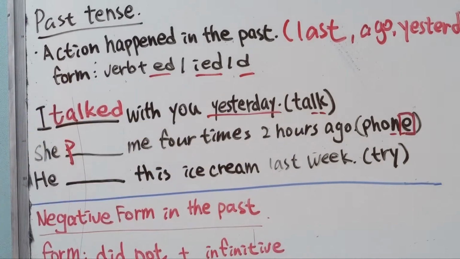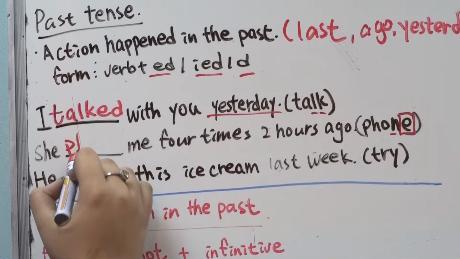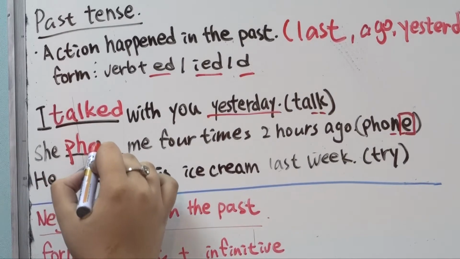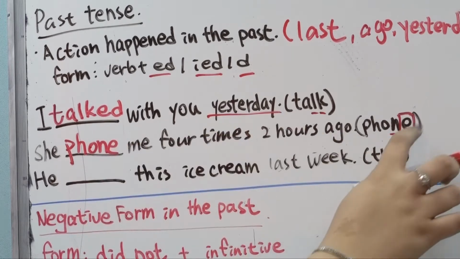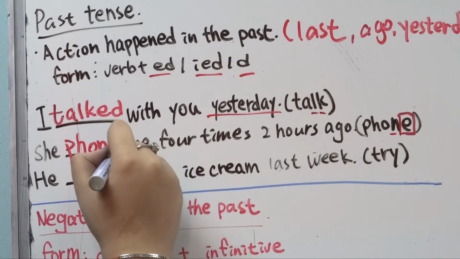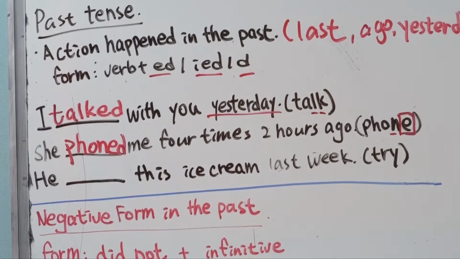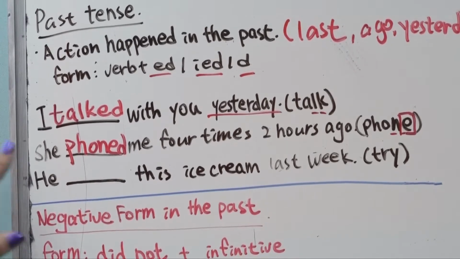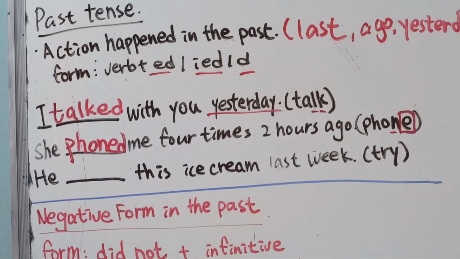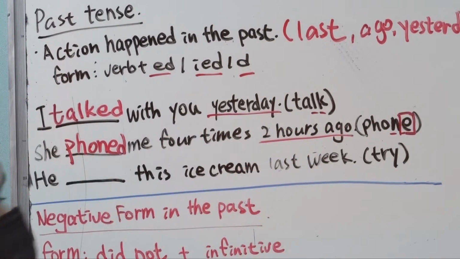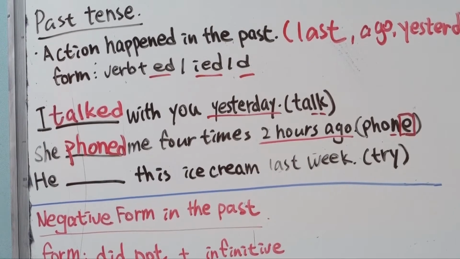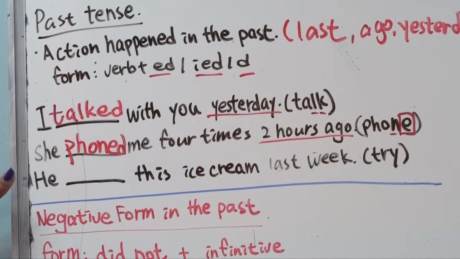So how do we spell phoned? PHONE and then add D. She phoned me 4 times 2 hours ago. Okay? 2 hours ago tells you that this action happens in the past. Okay. Number 3. He buy this ice cream last week.